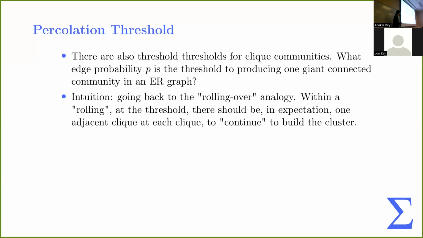One of the papers walks you through the intuition. The thing that's happening at the threshold is that at any point within your rolling over process, where you're going from adjacent clique to adjacent clique, at the threshold there should be an expectation of 1 adjacent clique at each clique to continue to build it. Because if it's less than 1, then you would expect early termination. And if it's greater than 1, then you would expect the graph to probably fully connect. So =1 is the minimum case where you can build a cluster.